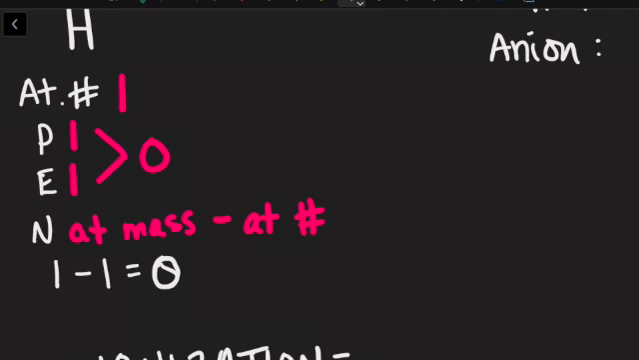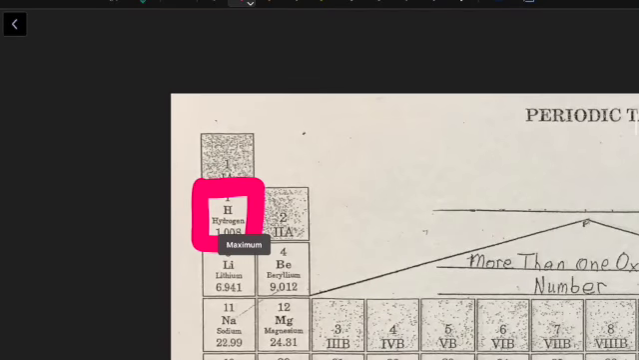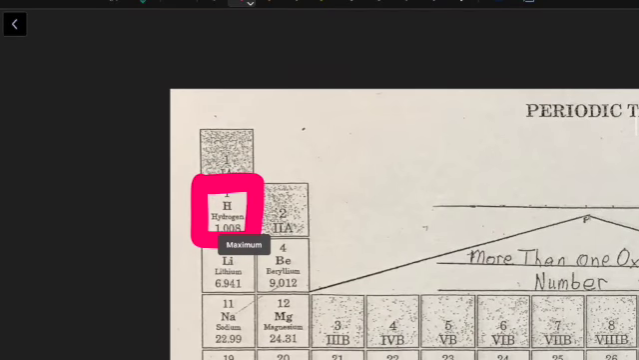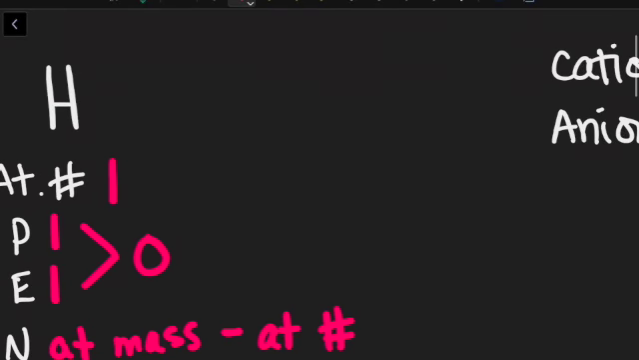Okay, now we need to draw a Lewis structure of hydrogen. So if you didn't know, you'd have to go back to your periodic table, figure out which group it's in. It's in group 1, and that means it has 1 valence electron. So let's give it 1 valence electron.